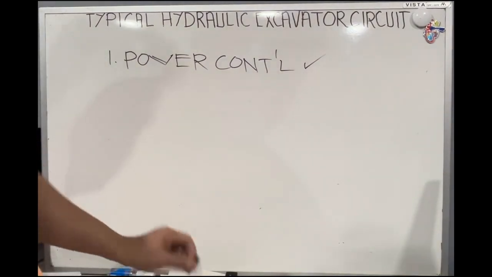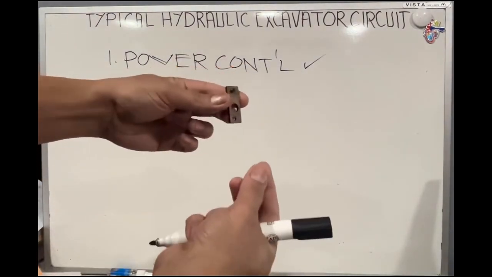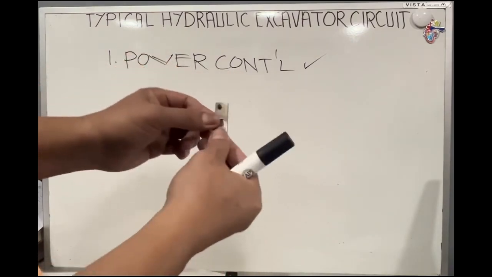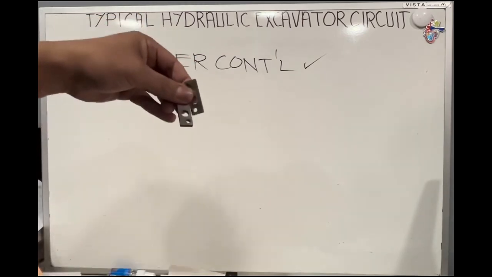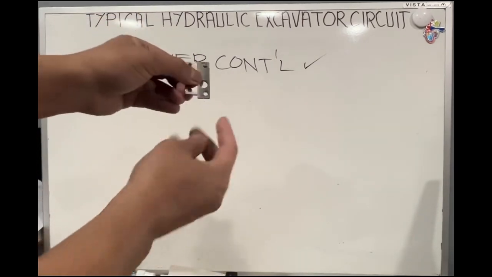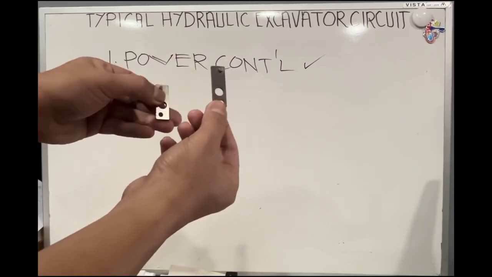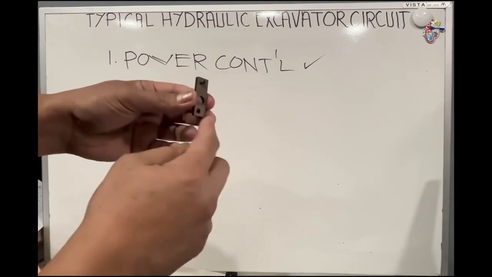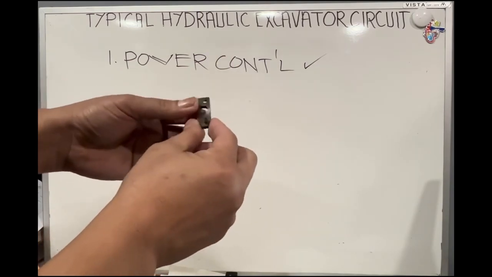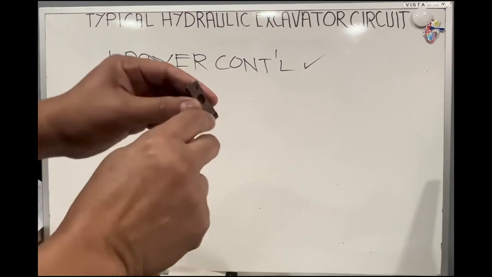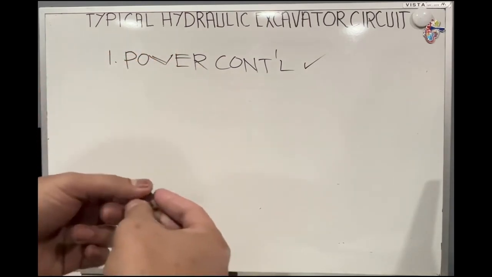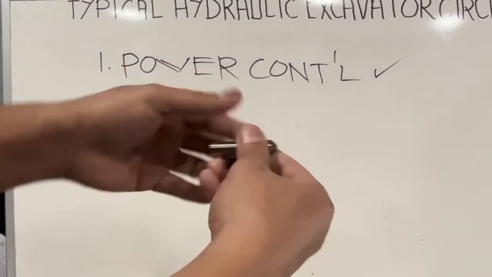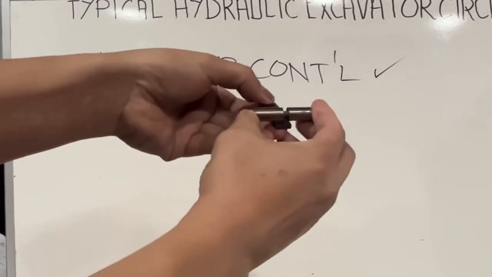So this is the power lever. If you see on the K3V, the small lever is the power control. The longer one is the flow control. So this is the longer one, the flow control, and this is the power control. This pin here is actually connected to your communicating spool.